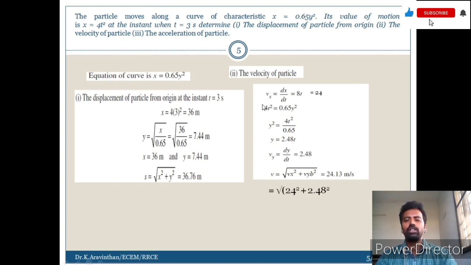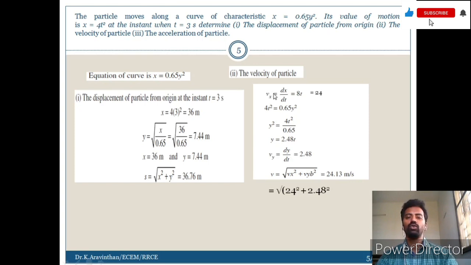So if I apply 4t square here, if I need y square, I am taking out all the components outside of this equation, and now if I need y, I will be rooting the values. So after root you will be getting y equal to 2.48 t. So now you can differentiate with respect to time. So after differentiating 2.48 t with t, t will vanish here, and 2.48 will be the velocity in the y direction.